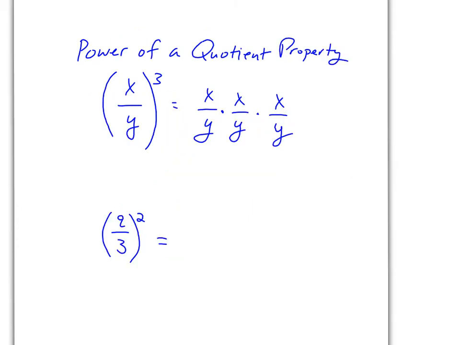And now I guess this is our fourth property, called the power of a quotient property. They all say what they're doing there. You have the power of a quotient. The quotient is x divided by y. And if you think about what that would mean, x over y times itself 3 times. And so what you're ending up with here is x cubed over y cubed.